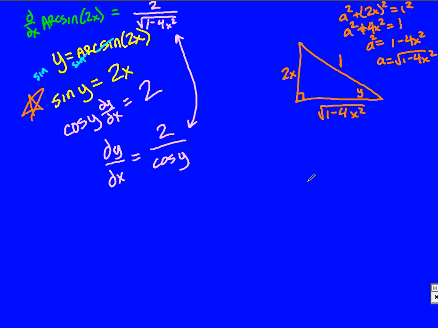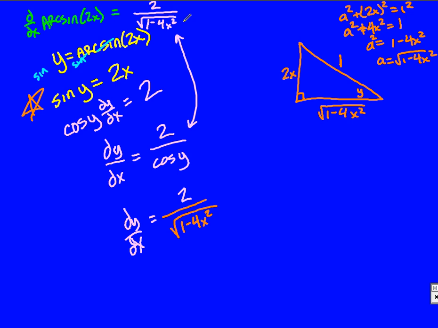They want to know what cosine of y is, and that's why we found this extra side. Cosine is adjacent over hypotenuse. So that means this denominator is the square root of 1 minus 4x squared. The numerator was just 2, and hey, look at that. We have an answer in terms of x, and it matches completely with what we had at the beginning.